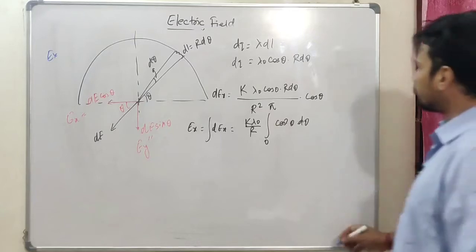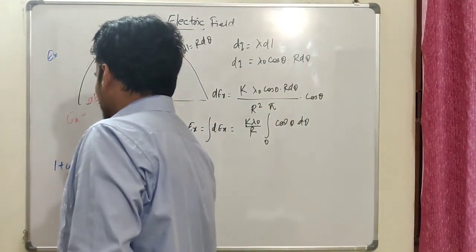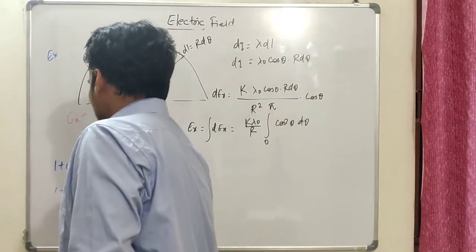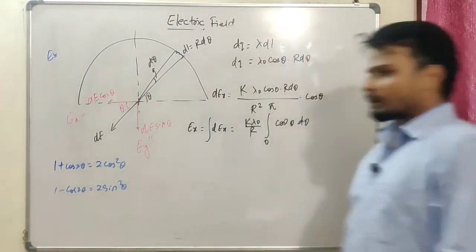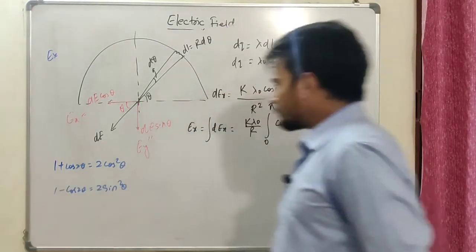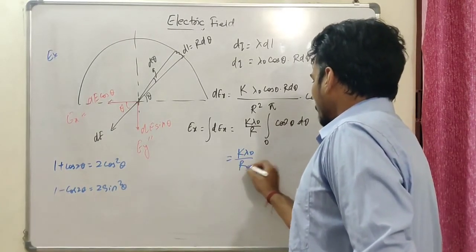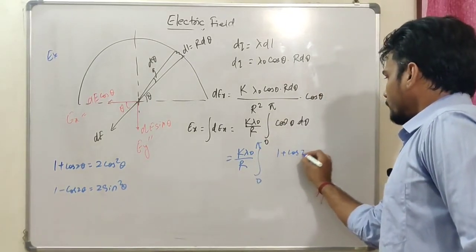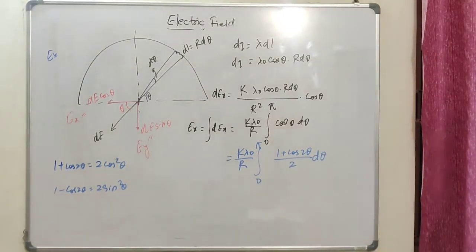I'm sure you guys are studying maths. If not, I'm going to tell you two important formulae. Note it down. 1 plus cos 2 theta is 2 cos square theta, and 1 minus cos 2 theta is 2 sine square theta. This is a very important formula. It's going to help you a lot in a lot of questions. Anyways, so cos square theta should be how much? 1 plus cos 2 theta over 2. So I can write down k lambda naught over r, integration 0 to pi, 1 plus cos of 2 theta over 2 d theta.